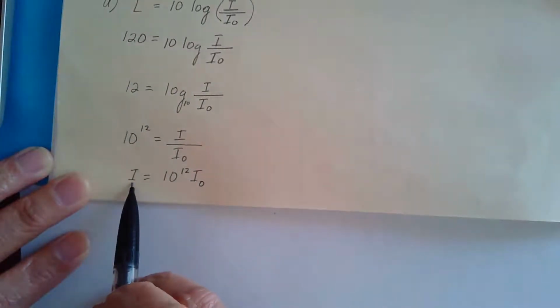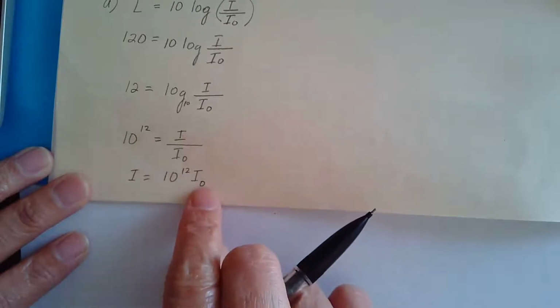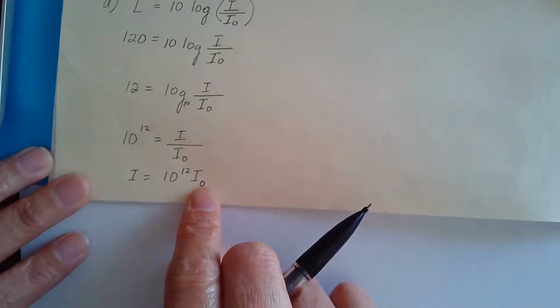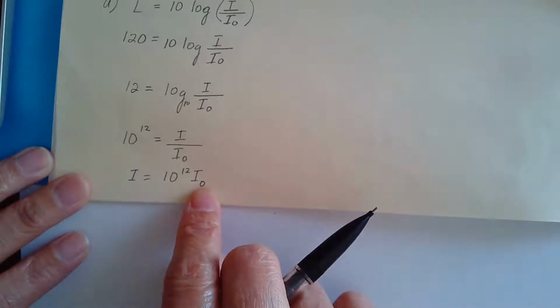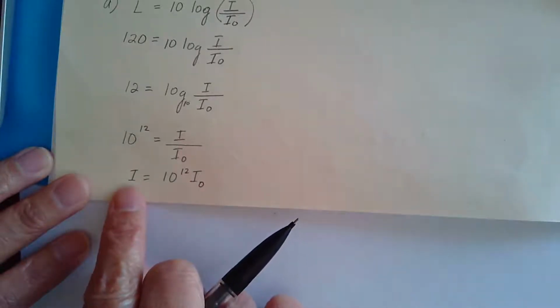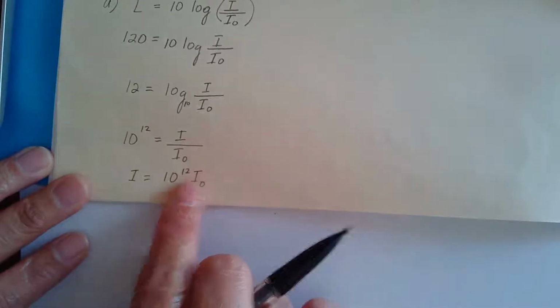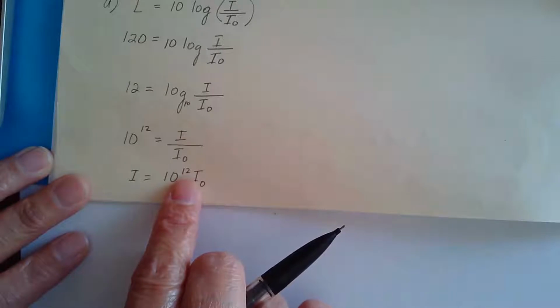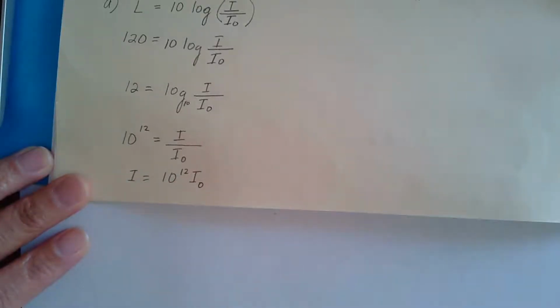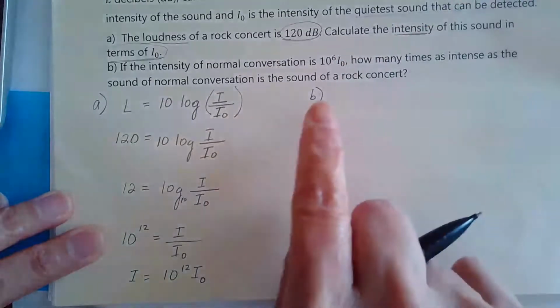So the intensity of a rock concert is 10 to the 12 times the intensity of the quietest sound. That's what that means. Well, that's a lot of times more compared to the quiet sound. Now let's take a look at letter B.